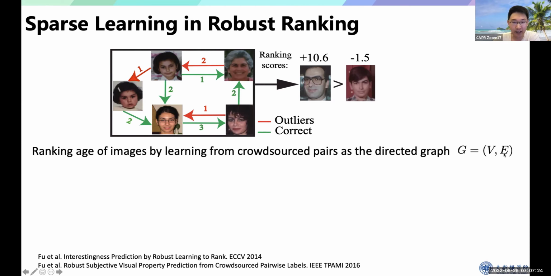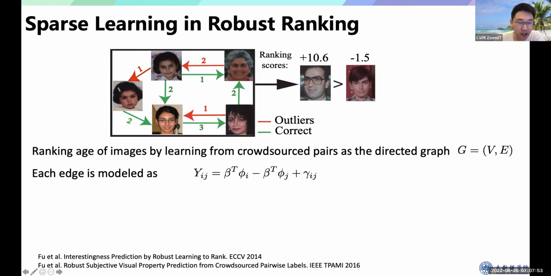V and E. V means the nodes, and for each node, we can extract a feature. We indicate it with phi. Phi I means the feature for image I, and phi J means the feature for image J. And we introduce the shifted linear system and use gamma IJ to indicate whether the voting y IJ is an outlier or not.